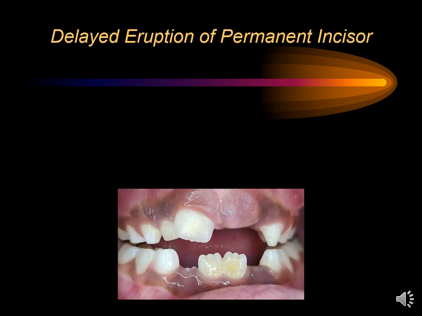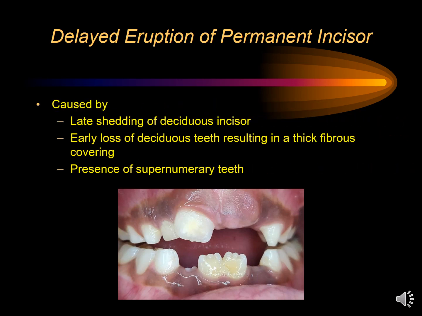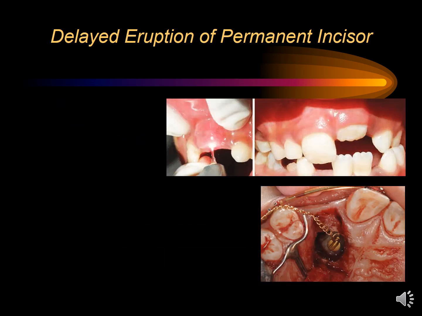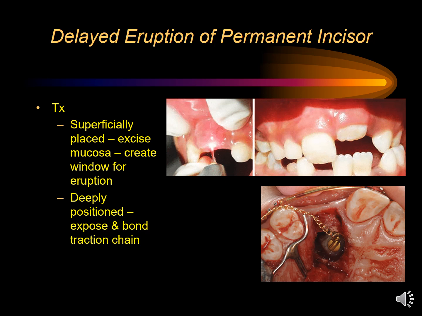Okay. Now, delayed eruption of a permanent incisor. Usually this is caused by the late shedding of a deciduous incisor or an early loss of deciduous teeth resulting in a thick fibrous covering. There may also be presence of supernumerary teeth or odontomes which interfere with the eruption of the permanent teeth. Now, if the unerupted tooth is superficially placed, we can excise the mucosa and create a window for the eruption. In this picture, we can see that the window is being created using a laser. If it is deeply positioned, then the tooth needs to be exposed and bonded with a traction chain.